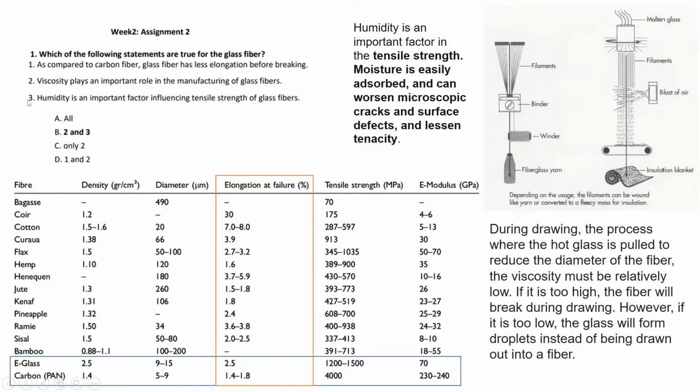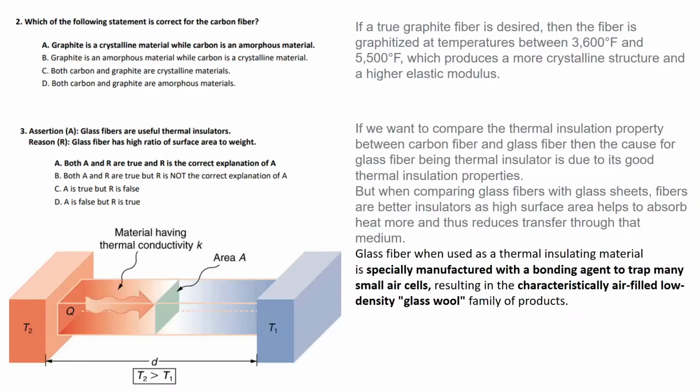And the third point was, humidity is an important factor influencing tensile strength of glass fibers. It is already well known that glass reacts with water. As the surface area of glass fibers is quite high, its reactivity is even higher, and thus the moisture simply gets into the micro cracks and depletes the overall surface. So tensile strength will directly be affected if moisture is present in the environment. Therefore, statements 2 and 3 are true, while the first is wrong. And that's the answer which is given in the solution.